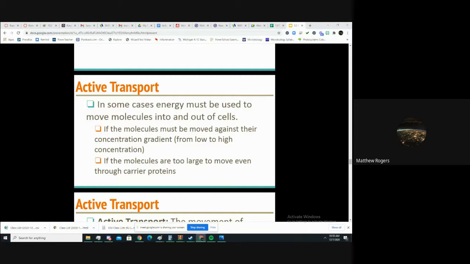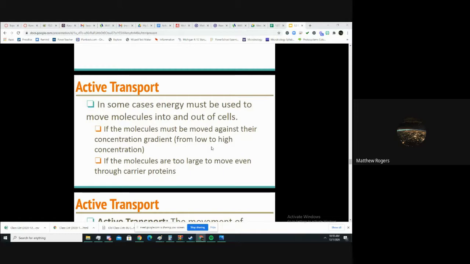And why it requires energy is that the objects are either too large to move through, or we are going opposite of the concentration gradient. We're going low to high. Diffusion and osmosis went high to low. This one we're going to go low to high. So we're going against it, so it requires energy.